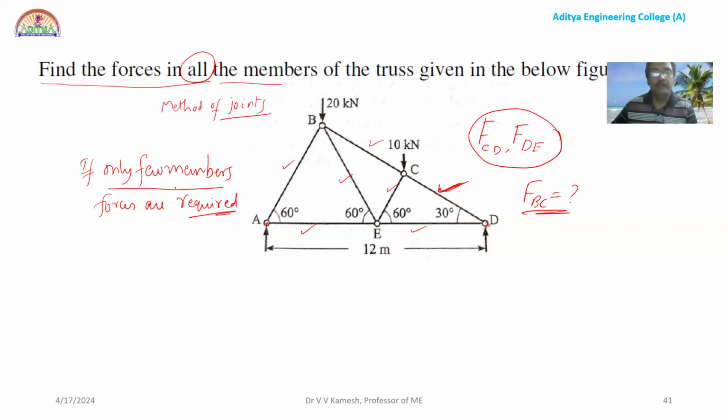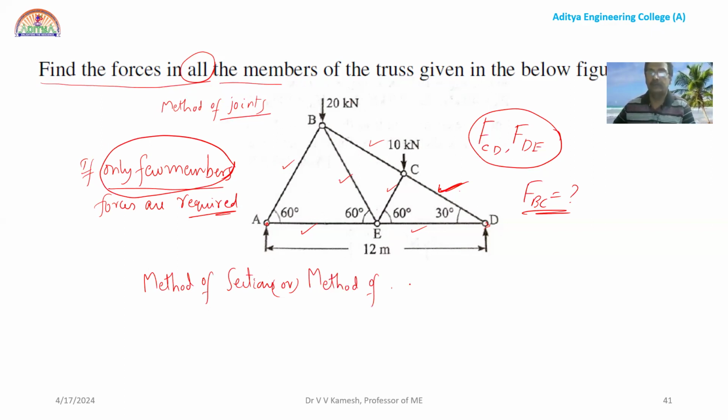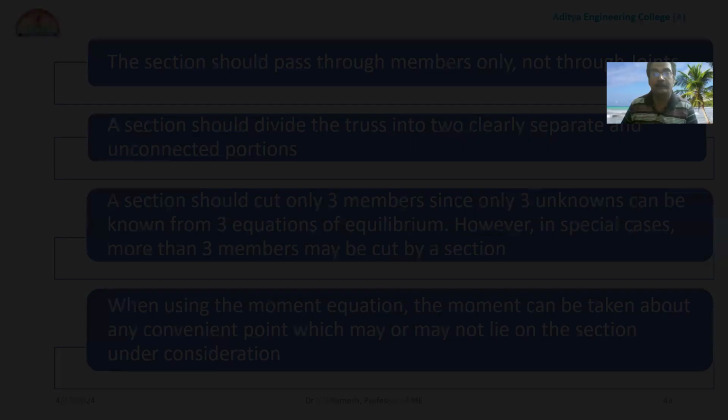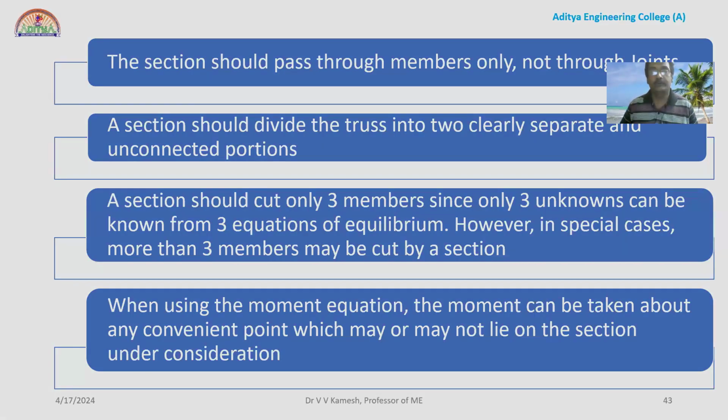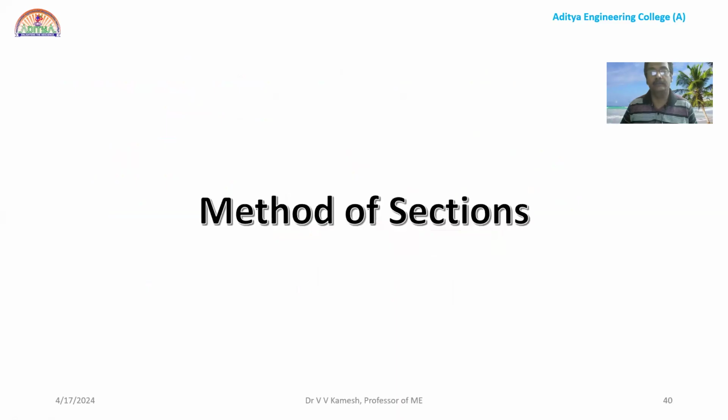So when very few members' forces are required for you, then you are going to use the second method, method of sections. And this method is also called method of moments, because we are going to find all the forces mainly by taking the moments from different points. Now, how to do this method of sections and method of moments, I will show you by taking one diagram.